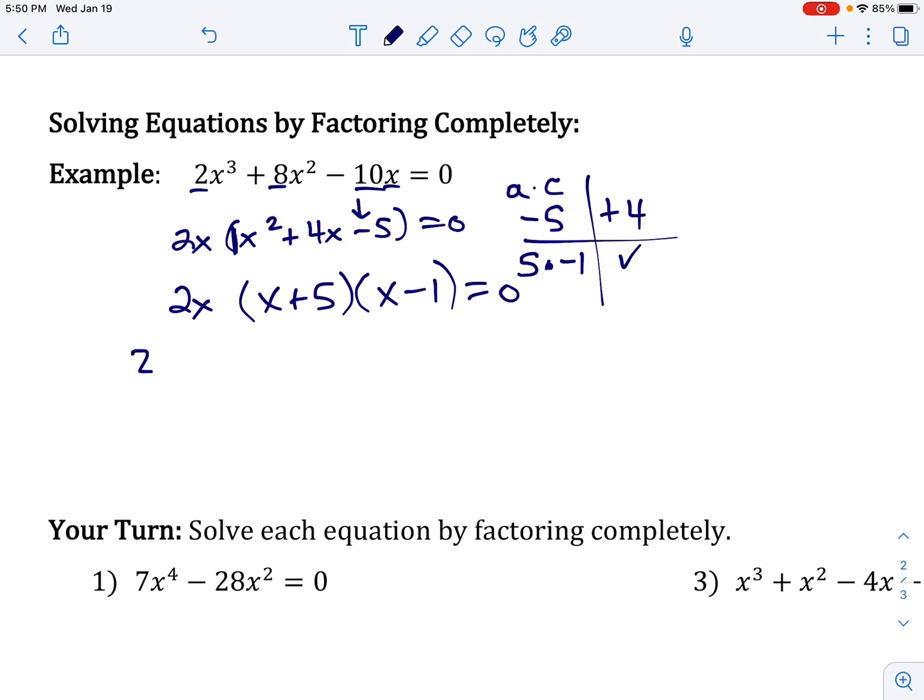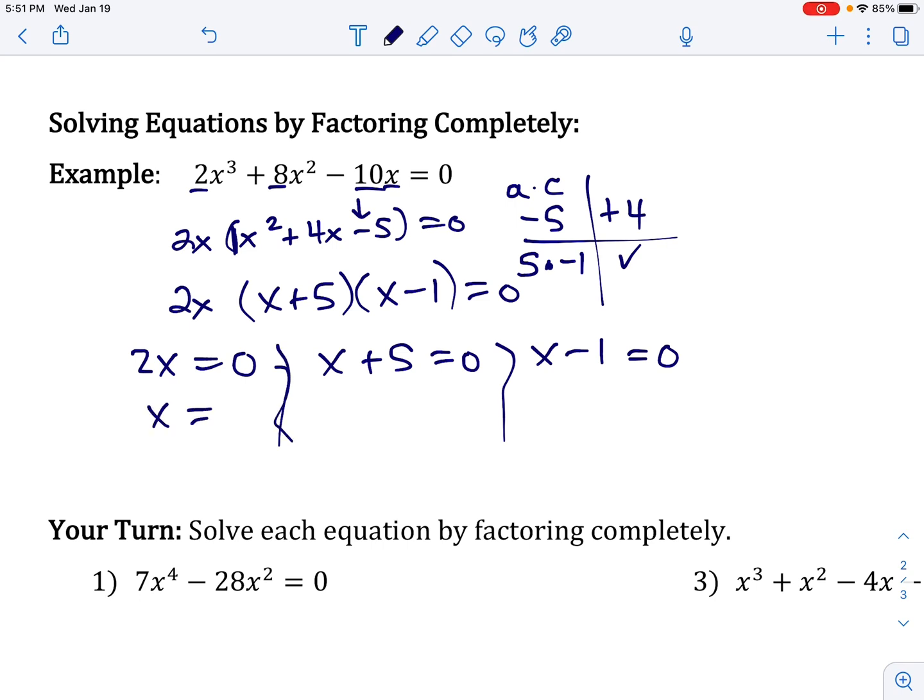So now I can set each factor equal to 0 and solve for each factor. So 2x equals 0, so x equals 0. If I subtract 5 from both sides, I get x equals negative 5. If I add 1 to both sides, I get x equals 1. So my x values are 0, negative 5, and 1. Those are my zeros. Remember, they could be called the x-intercepts, the zeros, or your roots. So your roots or zeros are 0, negative 5, and 1.